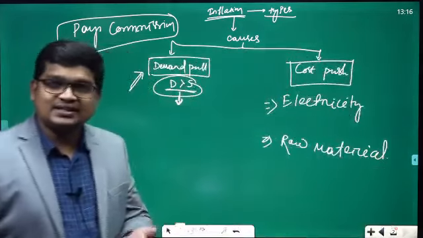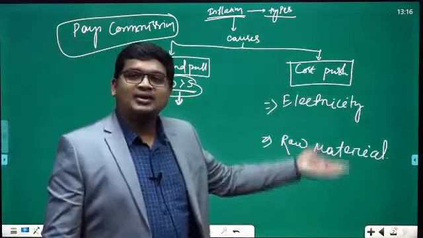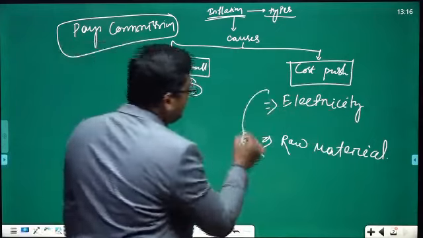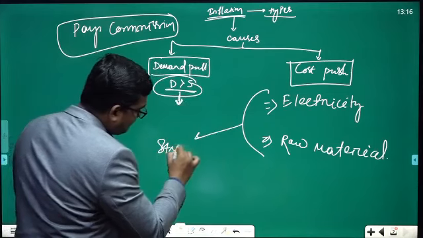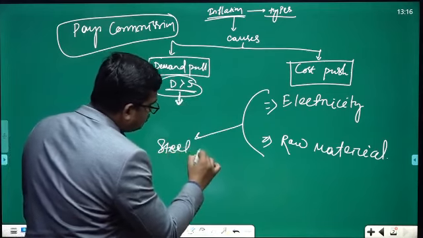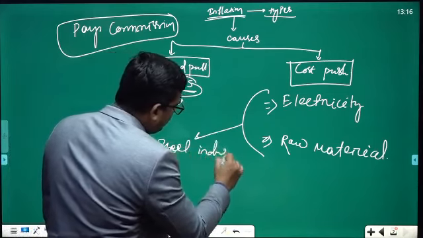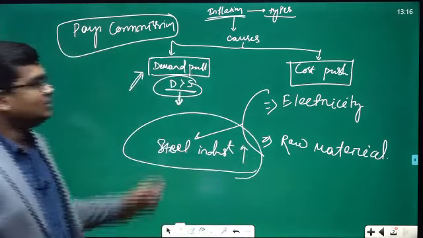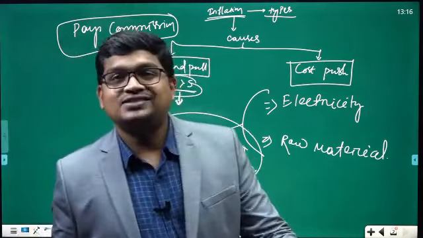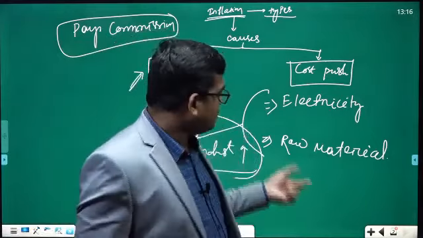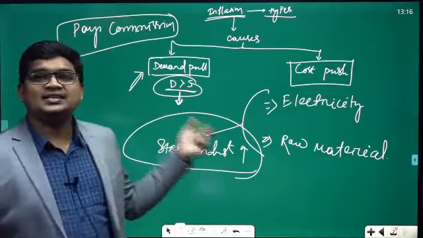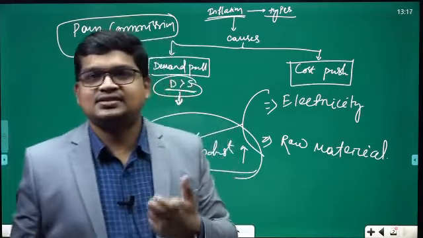Price of electricity increased, price of raw material also increased. So what will happen? Definitely the price of steel produced by that industry will also increase. I repeat, the price of electricity increased, the price of raw material also increased. That led to an increase in the steel price.